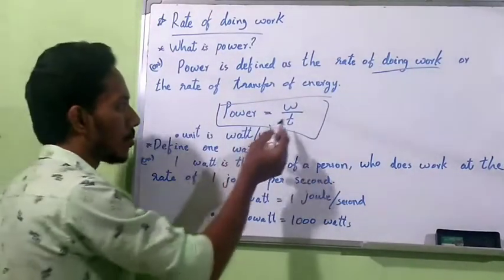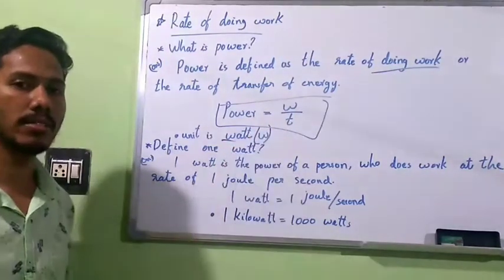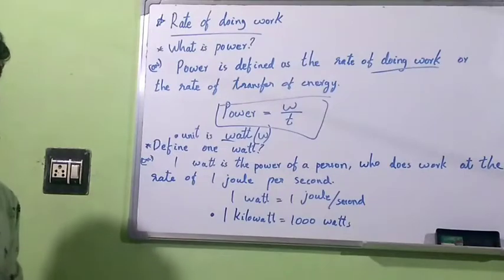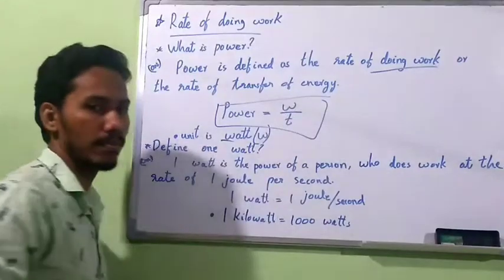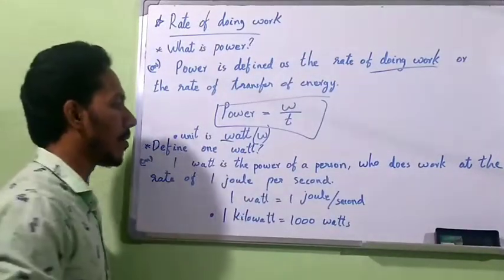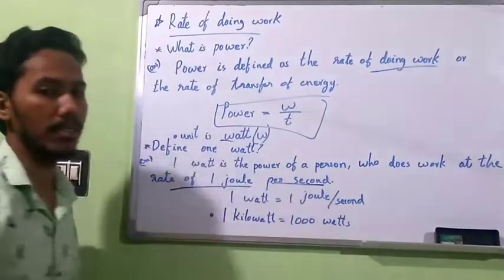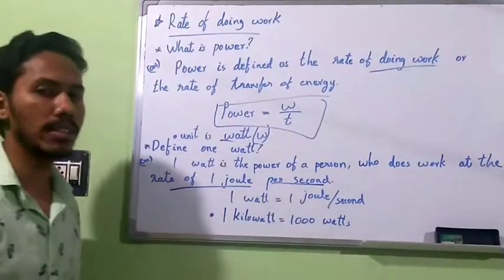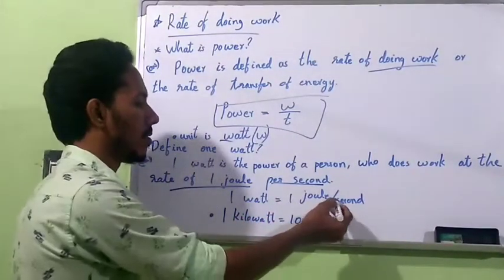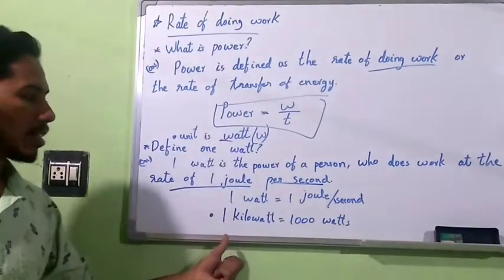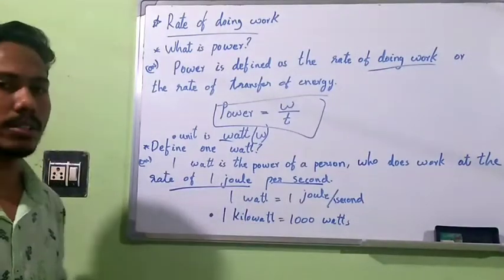Then what is the unit of power? The unit of power is watt. Then define 1 watt. We need only substitute 1 here and 1 here. 1 watt is the power of a person who does work at the rate of 1 joule per 1 second. So 1 watt is equal to 1 joule per second. Then 1 kilowatt is equal to 1000 watt. It's a common thing: kilo means 1000.